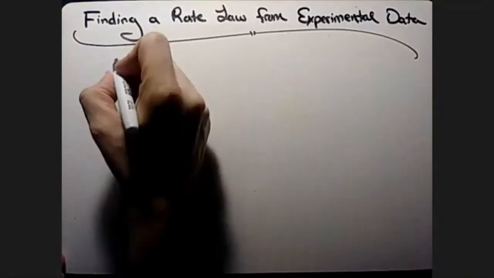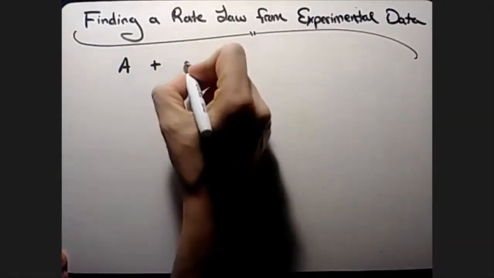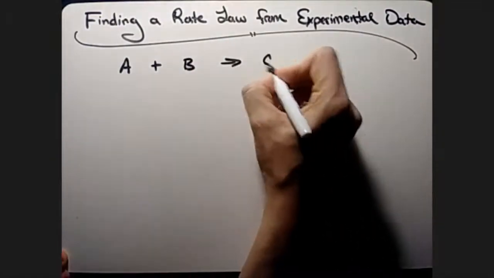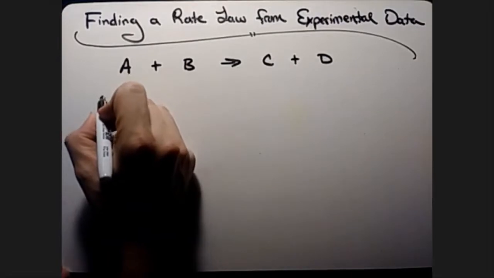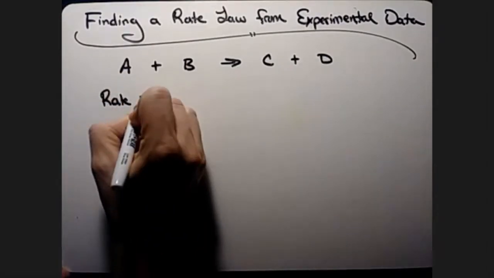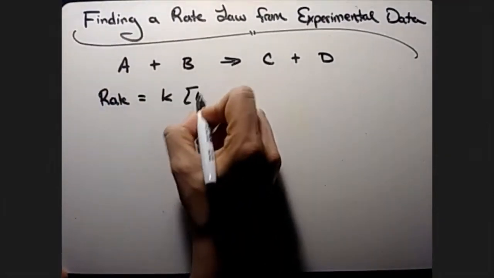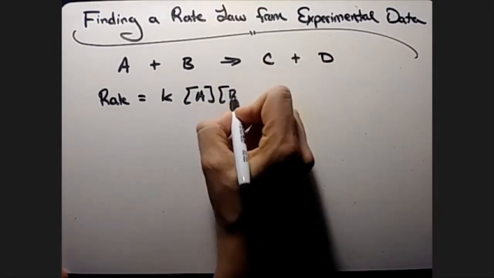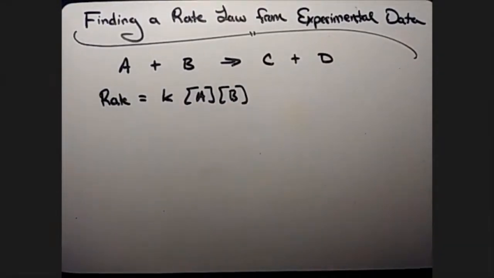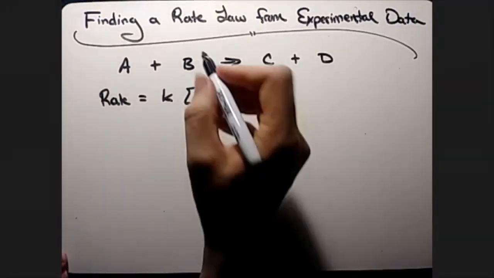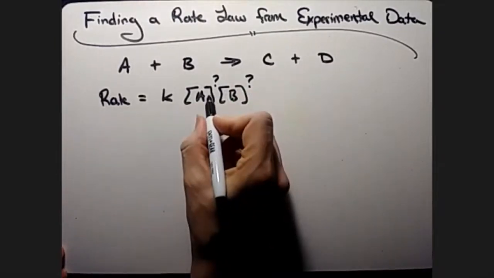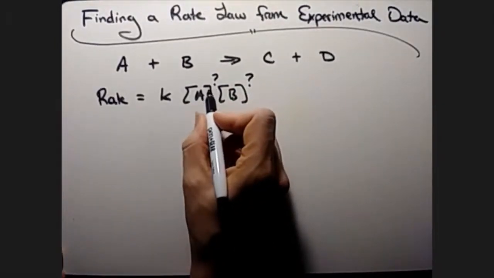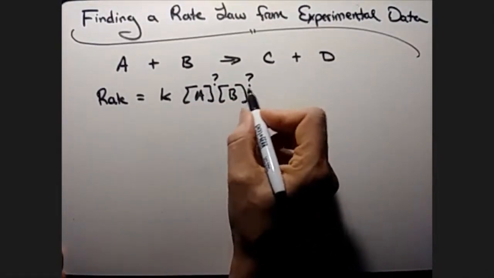So let's look at kind of a phony little reaction here. A plus B makes C plus D. Now, if this is a one-step mechanism, I would assume that rate would be equal to K times the concentration of A times the concentration of B. But it might not be. What we really want to do is to design an experiment which will elucidate what is the order with respect to A and what is the order with respect to B.